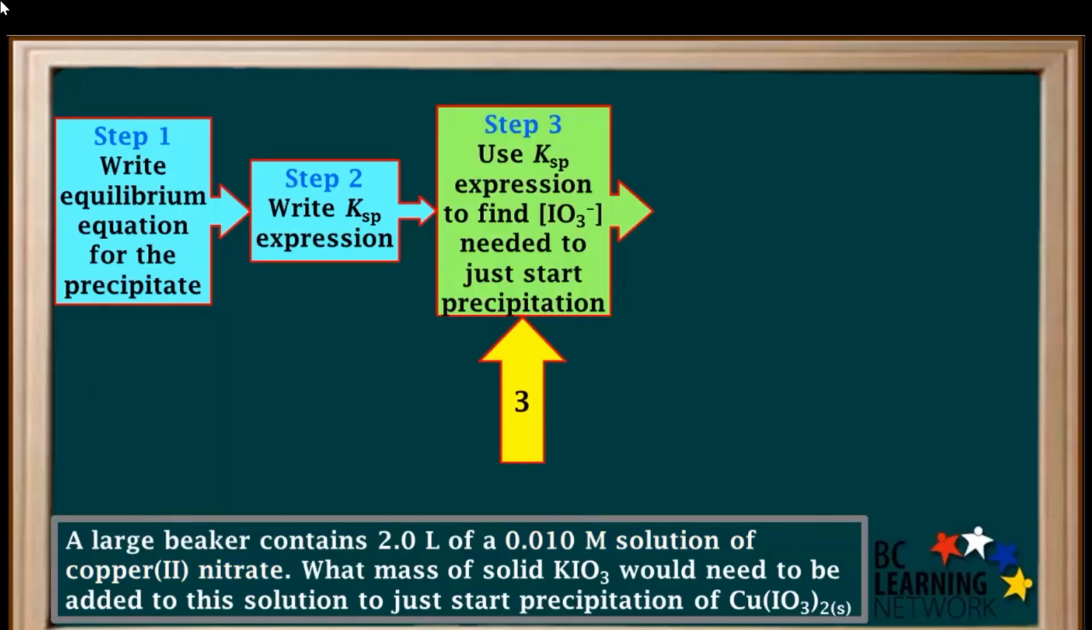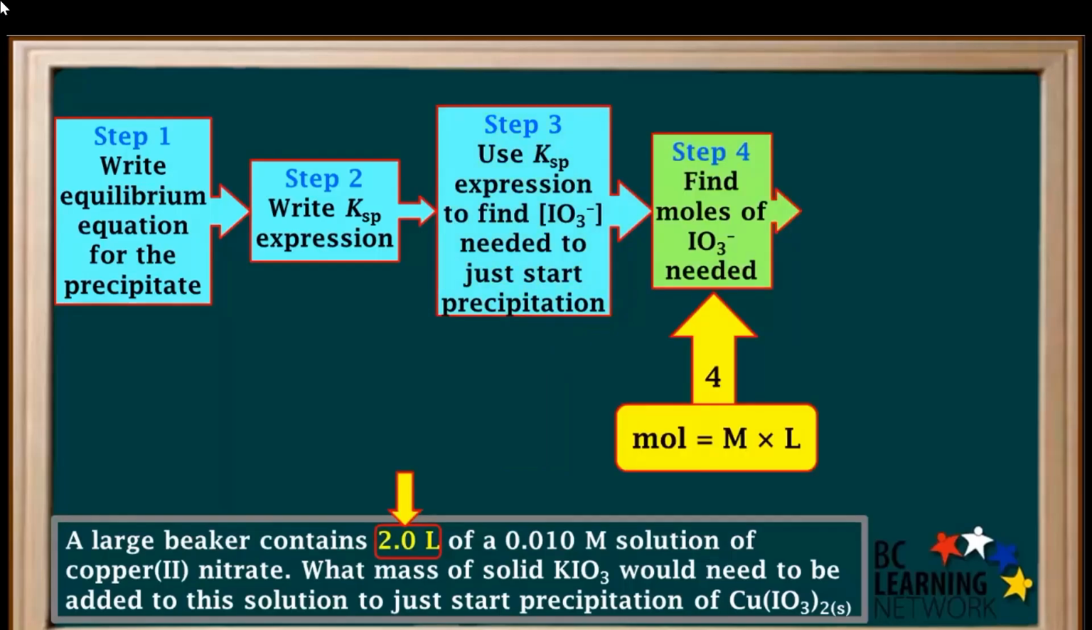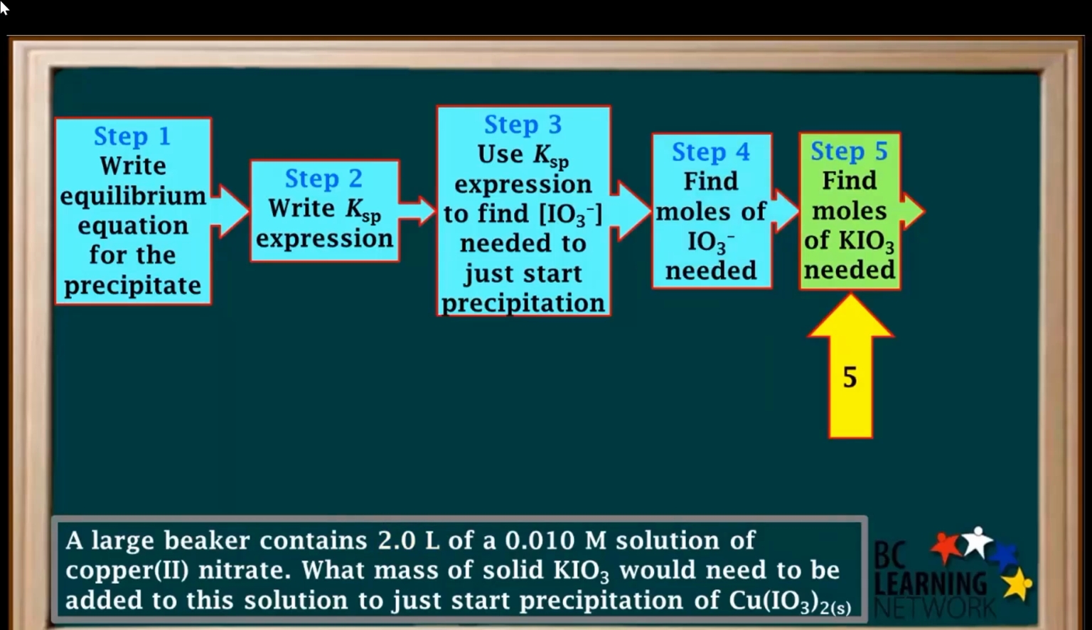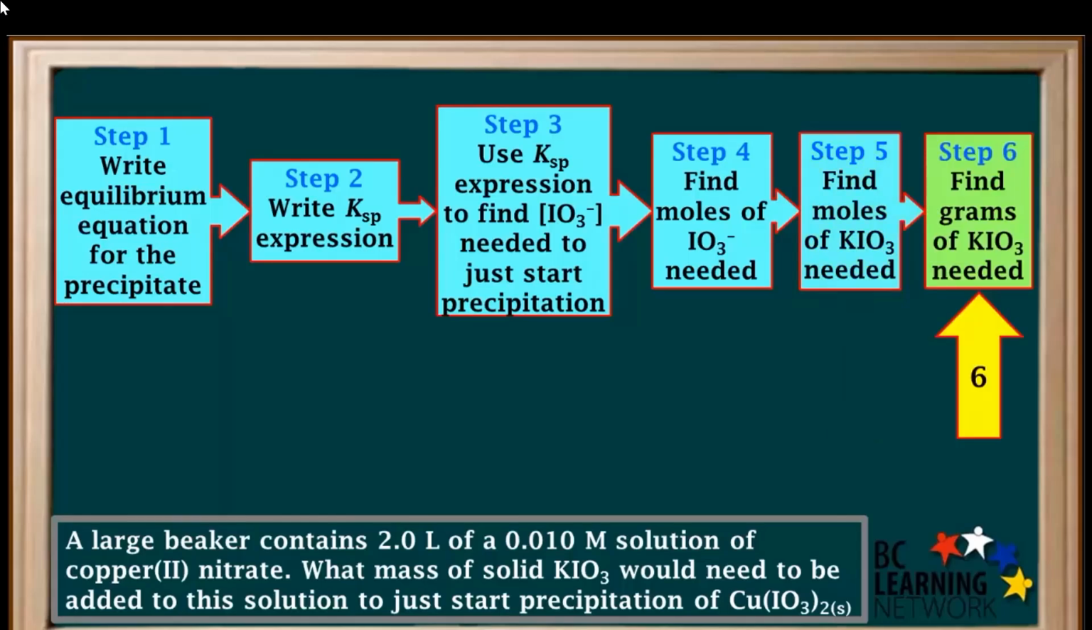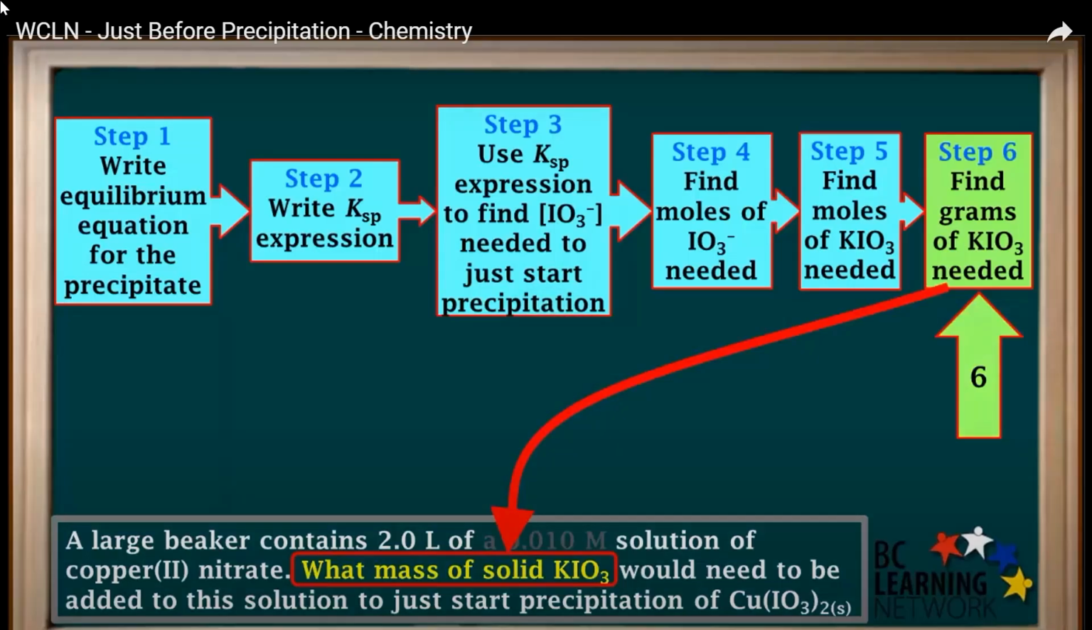So in step 3, we put this into the Ksp expression and solve for the concentration of IO3- needed to just start precipitation. In step 4, we use the fact that there are 2 liters of solution to convert the concentration of IO3- to moles of IO3-. We're asked for the mass of the compound KIO3, so in step 5, we convert moles of IO3- to moles of KIO3. Finally, in step 6, we'll convert moles of KIO3 into grams of KIO3. Are we okay with going from IO3- to KIO3?